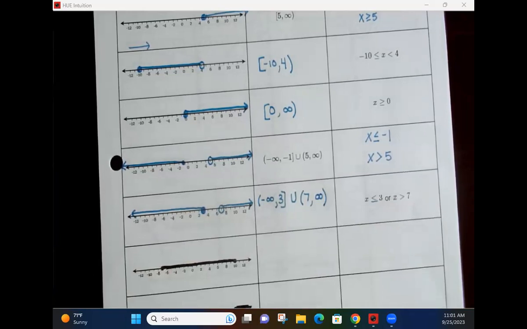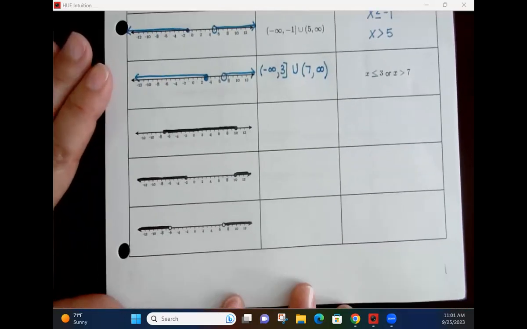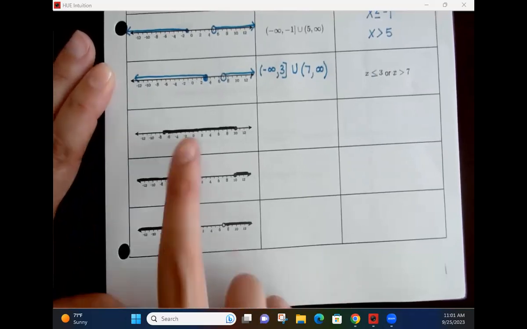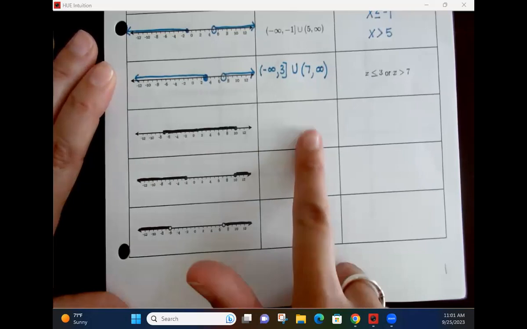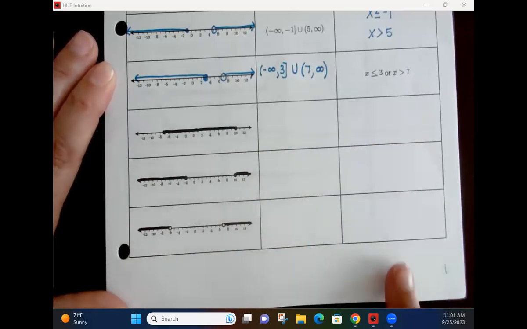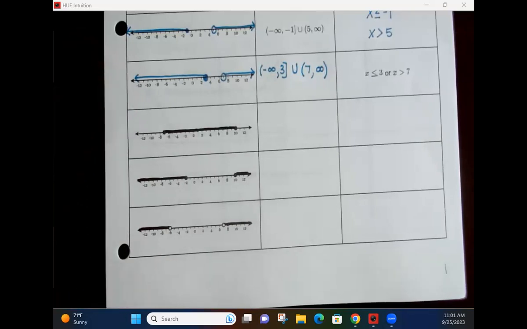Now on your papers, where it copied, it was really difficult to tell where those shaded regions were. So for the last 3, you have the graphs. I darkened them on mine so it'd be easier for you to see where the shaded regions are. I would like you please to give me interval and inequality notation for those last 3. You have the graph, give me the notation.